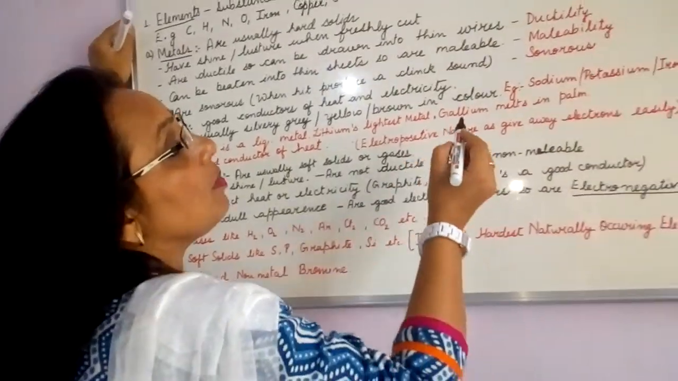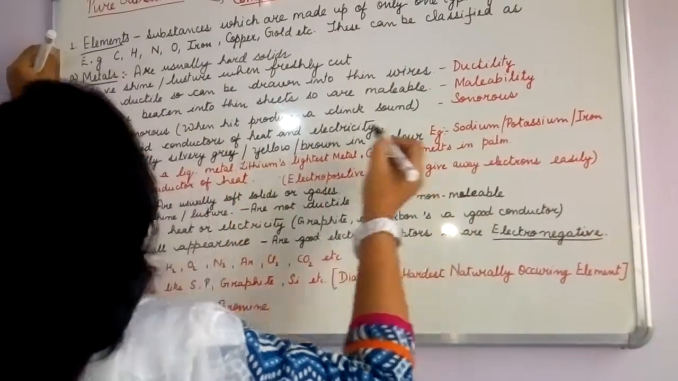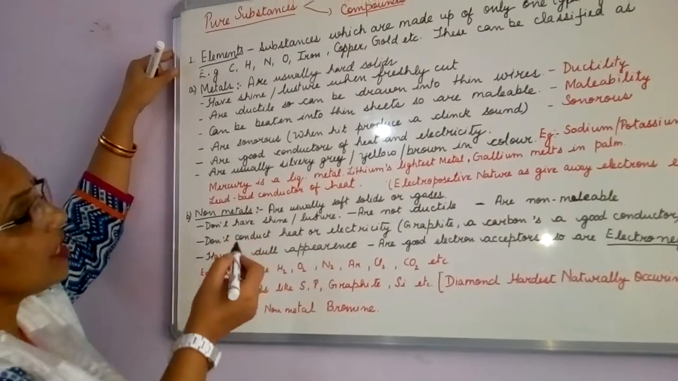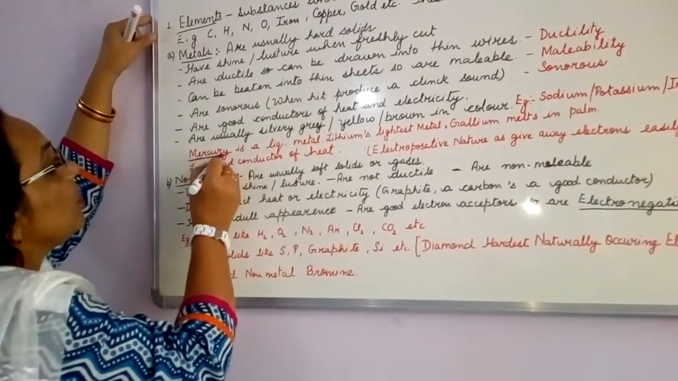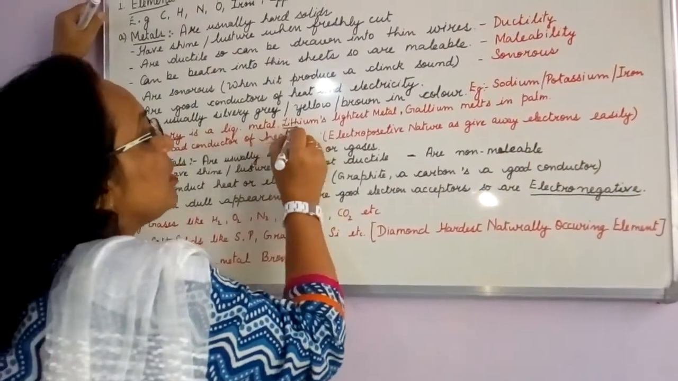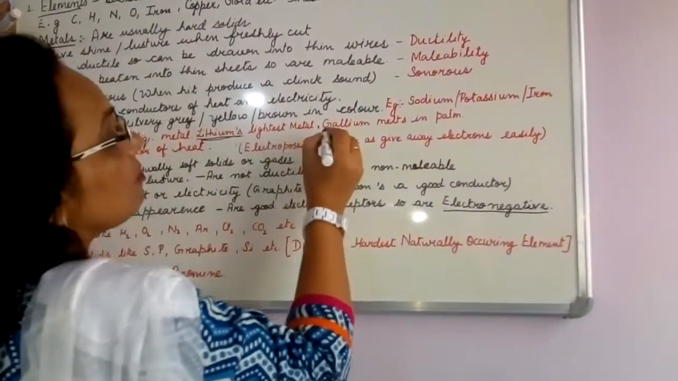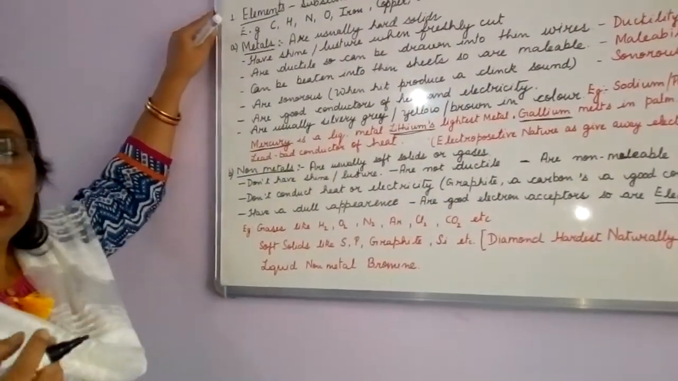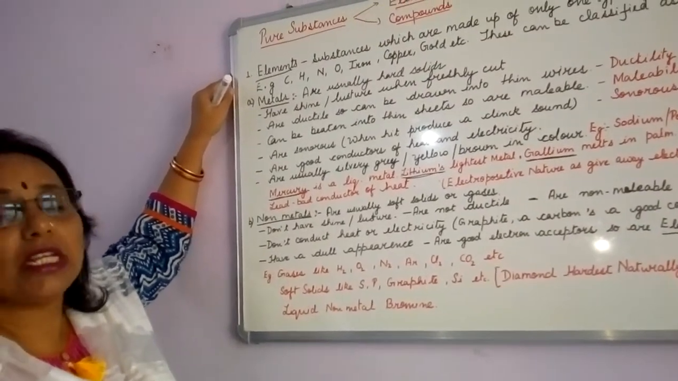Now let us study about some examples of metals. The examples of metals are sodium, potassium, iron. You can see all the metals are solid except mercury. Mercury is the only metal which is liquid in nature. Next is lithium. Lithium is the lightest metal, remember that. And there is one more metal which is known as gallium. This metal has a very low melting point. So when you keep this metal in your palm, it melts. It melts at body temperature.